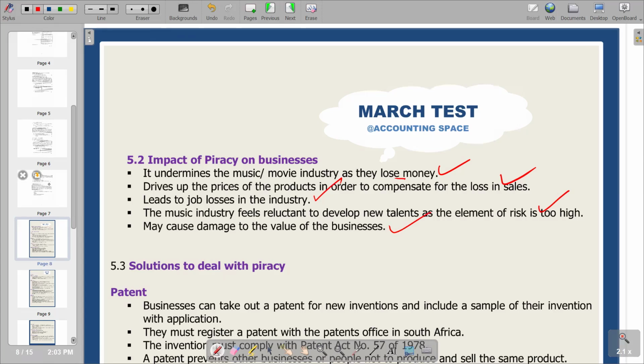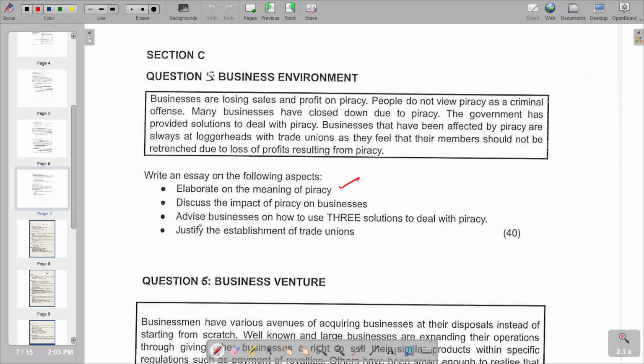Right. On the next part now, it reads, advise businesses on how to use 3 solutions to deal with piracy. So we are going to go through the solutions that are going to be used to deal with piracy. We've got patents, we've got trademarks, we've got also copyrights. So the question requires us to come up with 3. So we can talk about patents, trademarks, and copyright. We can start with patents, which are a type of intellectual property that gives its owner the legal right to exclude others from using or selling an innovation. So that's the explanation of patents.